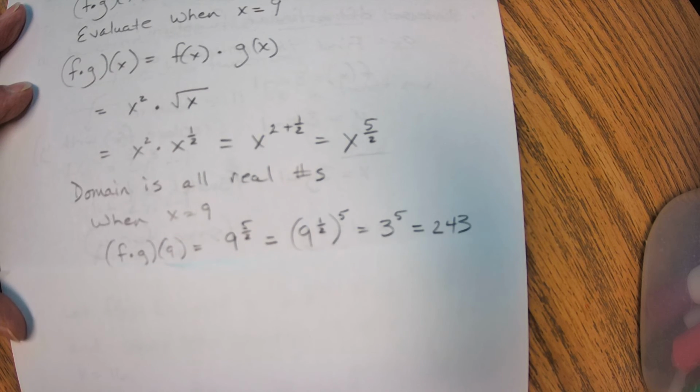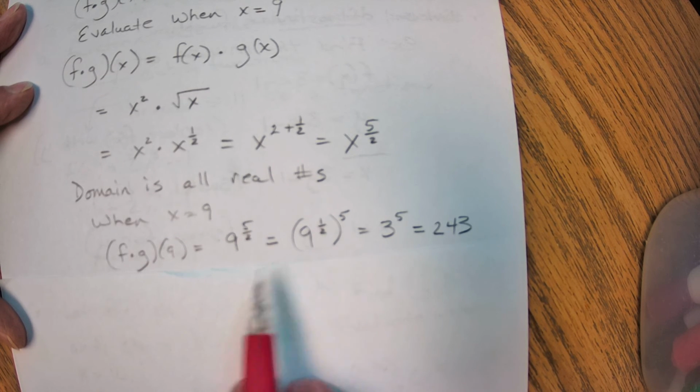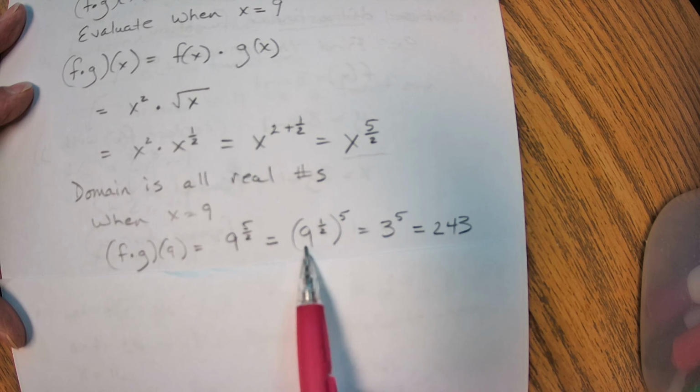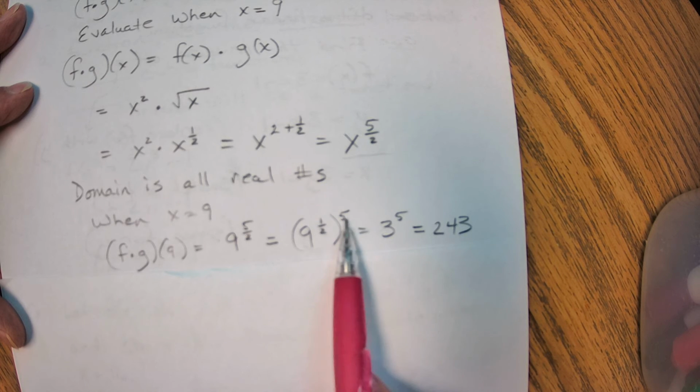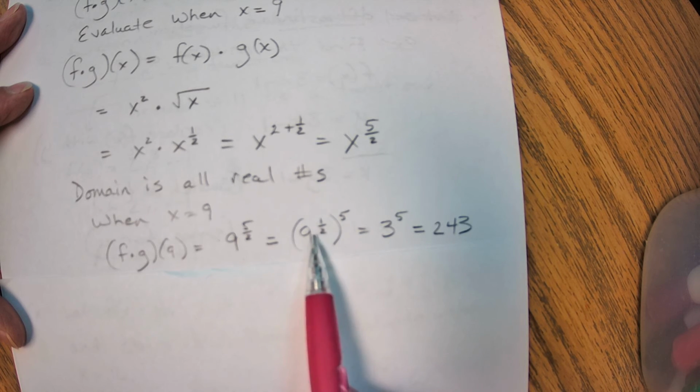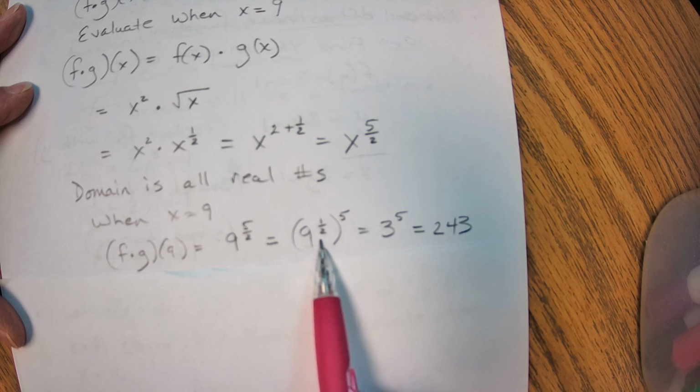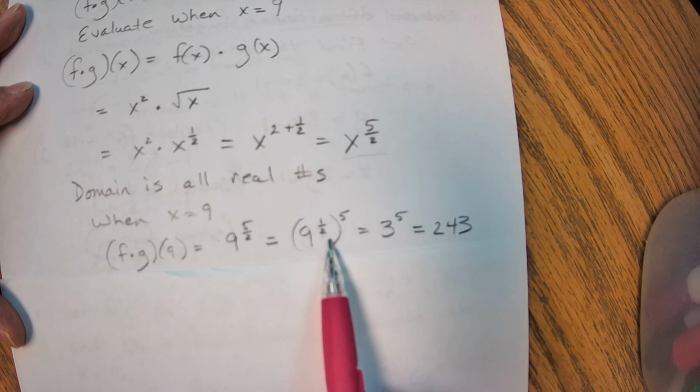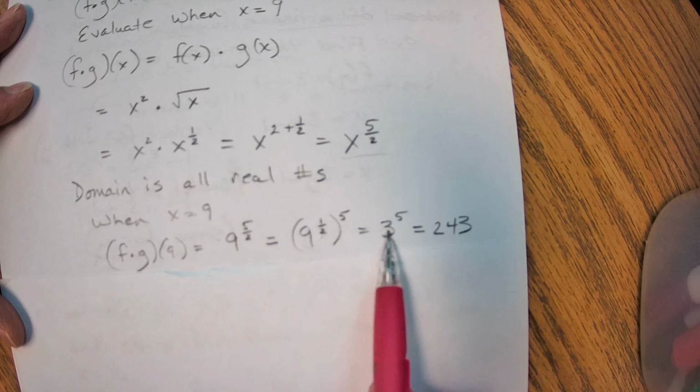When x is 9, we have 9 to the 5 halves, which is 9 to the 1/2 to the 5th power. 9 to the 1/2 is 3. Remember, to the 1/2 power just means the square root. The square root of 9 is 3. 3 to the 5th power is 243.